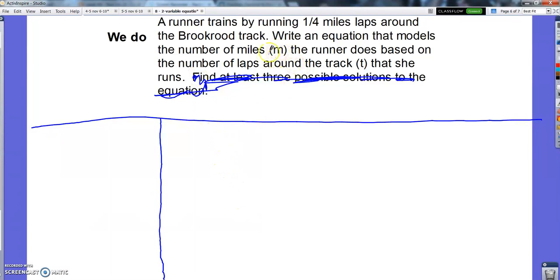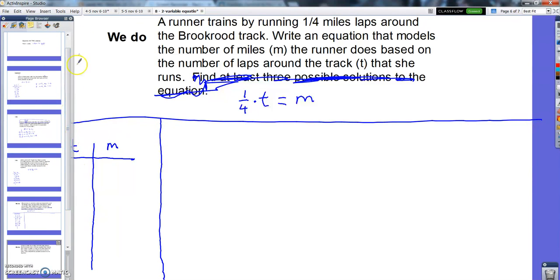So again, two unknowns. I don't know the miles and I don't know the laps. I use T because L looks too much like a 1. So all I know is that 1/4 times however many laps she runs, because each lap is 1/4 of a mile. So one lap would be, well, we'll get to that. 1/4 times however many laps she runs. That's the total number of miles that she runs. Okay? And so I want to make my table. Again, I'm going to put in laps to see how many miles. So the one that I'm going to put in and test out, that usually goes on the left. And then the answer one goes on the right.